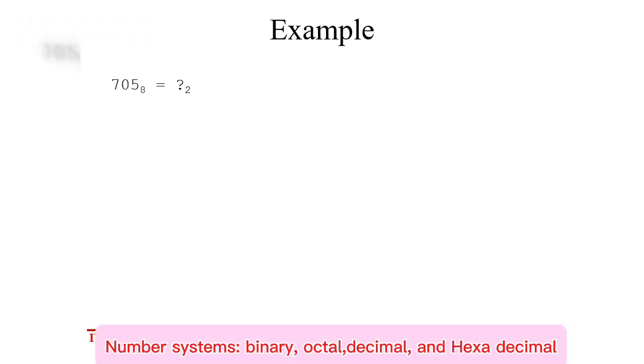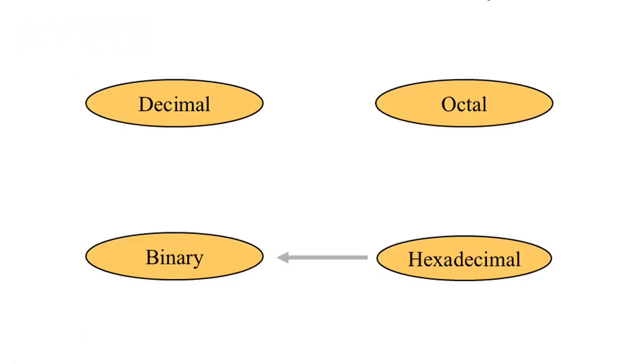For instance, let's convert 705 in octal to binary. Each digit is converted to its 3-bit binary form, resulting in the binary number 111,101. Now, let's move on to converting hexadecimal numbers to binary.